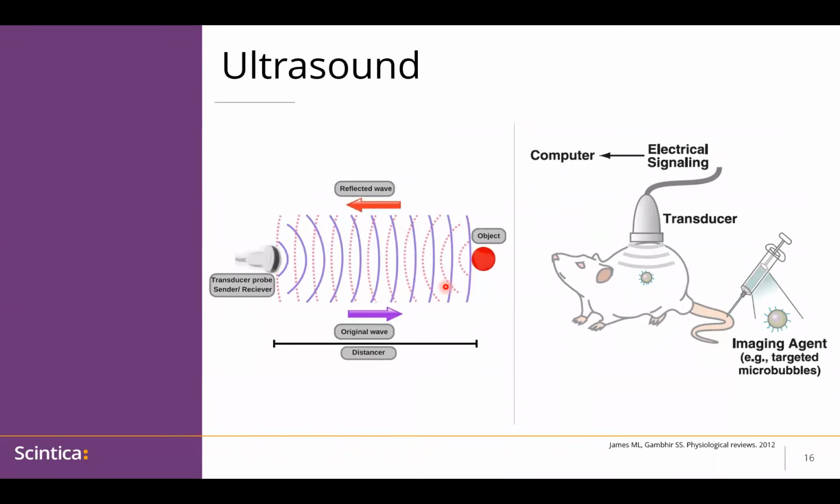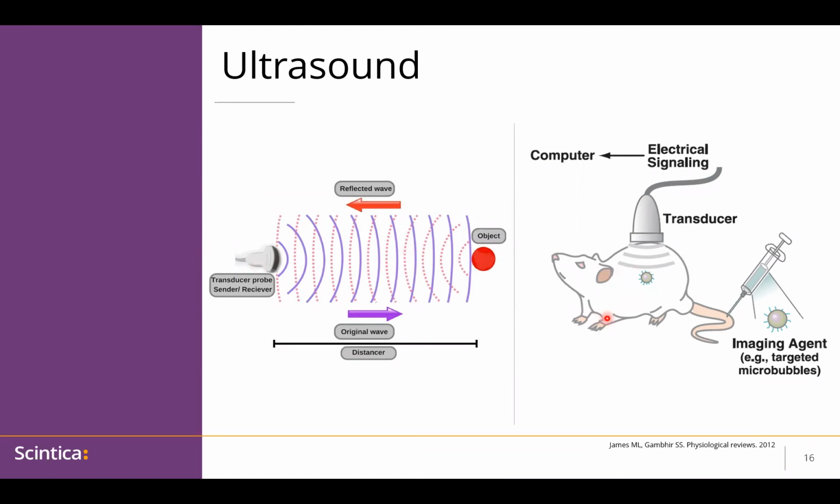Moving now to ultrasound. So this is a technique that many are familiar with from the clinic. Basically, we have sound waves that are emitted from the transducer, and they reflect from an object, and they're received often by the same transducer. So again, we'll talk about a few other techniques that use sound, but this is sound in and sound out.